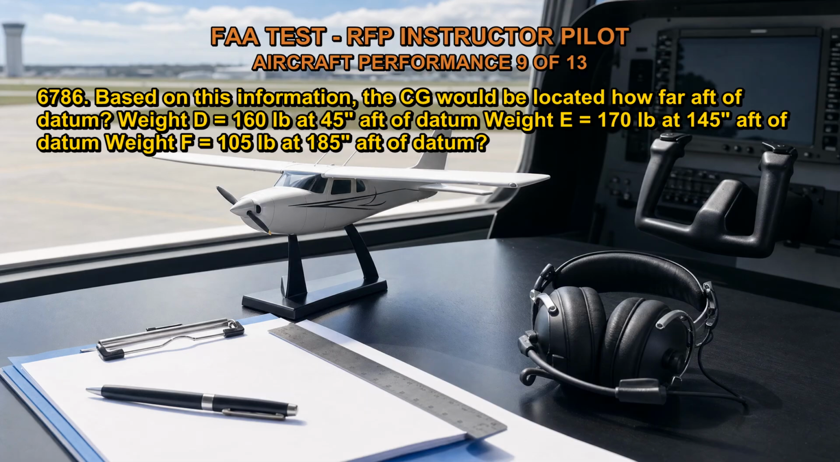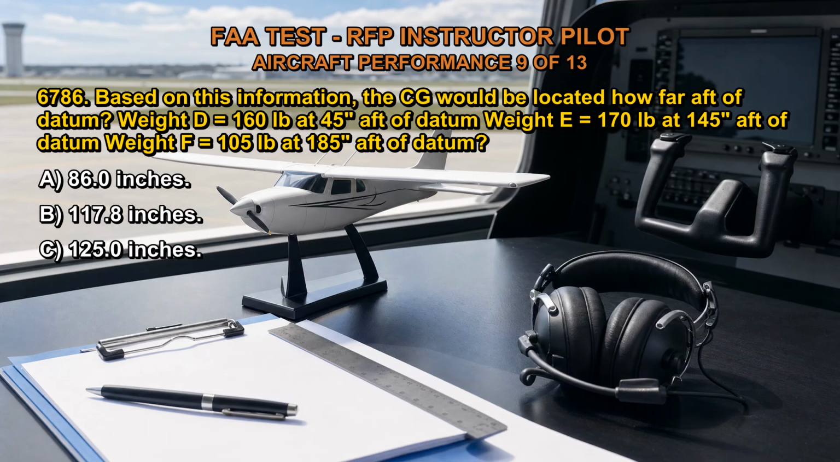6786. Based on this information, the CG would be located how far aft of datum? Weight D equals 160 pounds at 45 inches aft of datum. Weight E equals 170 pounds at 145 aft of datum. Weight F equals 105 pounds at 185 aft of datum. A. 86.0 inches. B. 117.8 inches. C. 125.0 inches. The correct answer is B.